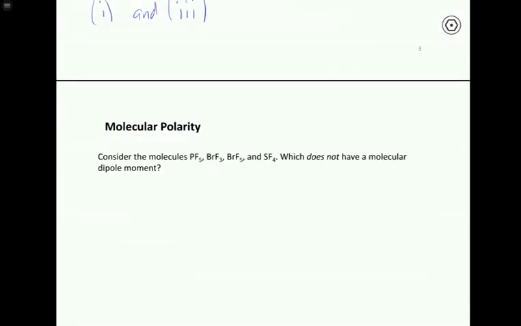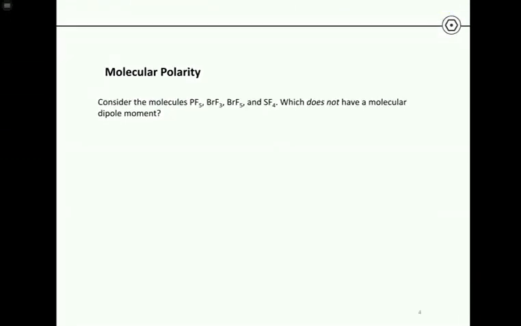this question here. Consider the molecules PF5, BrF3, BrF5, and SF4, which does not have a molecular dipole moment. So to do these ones, these are all AXnE type structures, central atom and then atoms bonding to the outside. Fluorine is the most electronegative atom, so the dipoles are all going to point towards fluorine. And we want to figure out which ones of these do the dipole moments cancel out. So if we look at PF5, that one is going to be an AX5 structure.